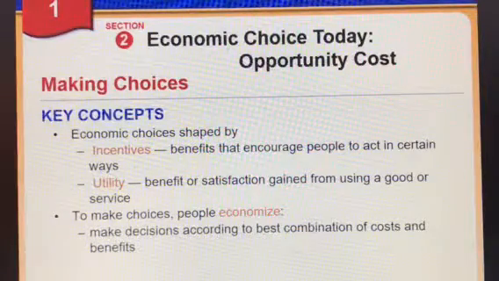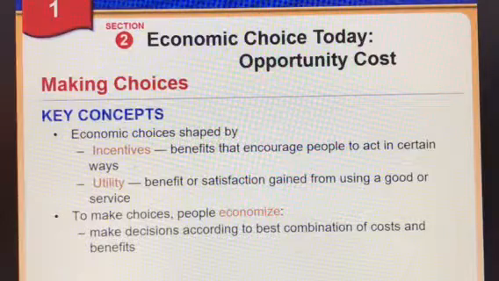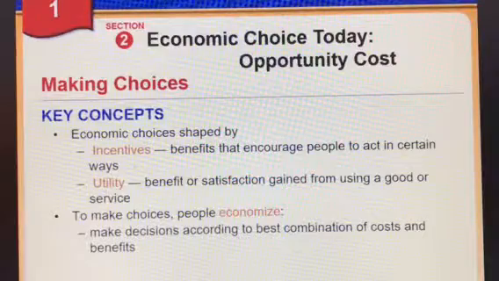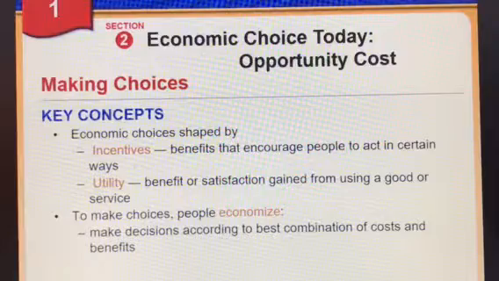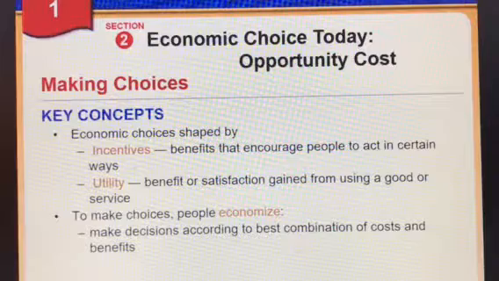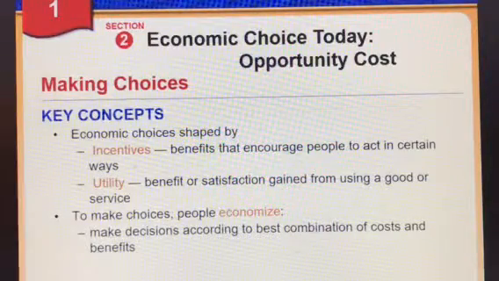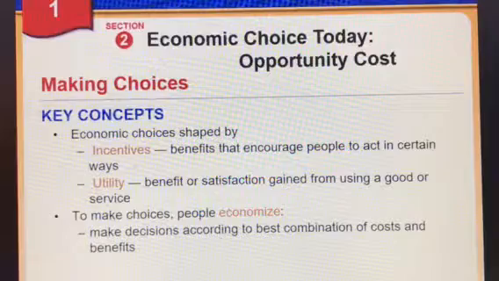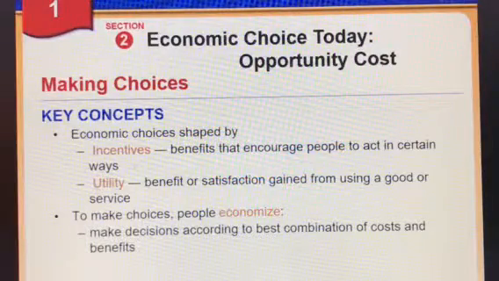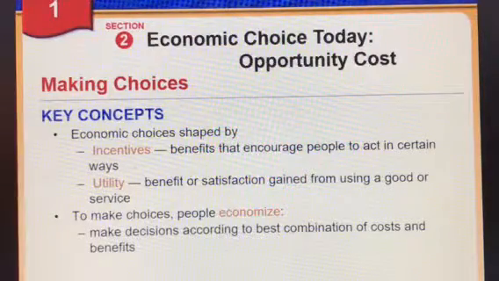Car companies do that a lot when they want to get you to buy a car. Or when Lowe's or Home Depot are selling refrigerators, they'll say no payments for 6 months, and so on. Those are incentives. Utility is simply another word for usefulness. Okay, so it says here the benefit or satisfaction you get from using a good or service. So when we talk about utility, if you went to McDonald's and you ordered a double quarter pounder with cheese and large fries, the benefit or satisfaction you got out of that would be what we would call the utility.